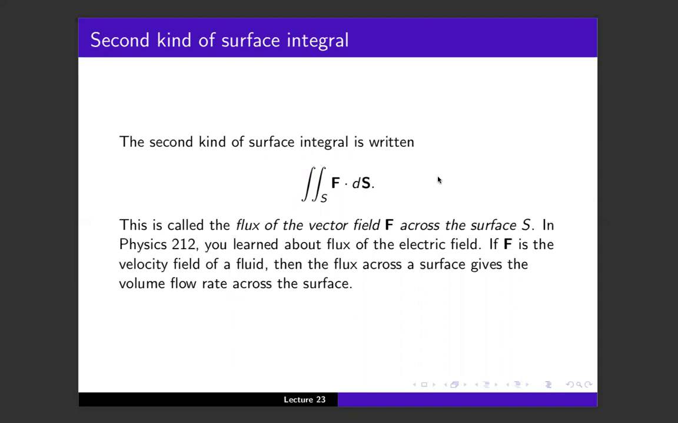So now in one of the physics classes that we offer at Penn State, you would have learned about the flux of the electric field. If you consider F to be the velocity field of a fluid, then the flux is the volume flow rate across the surface. I like to interpret this as, for example, hosing down a mosquito net.